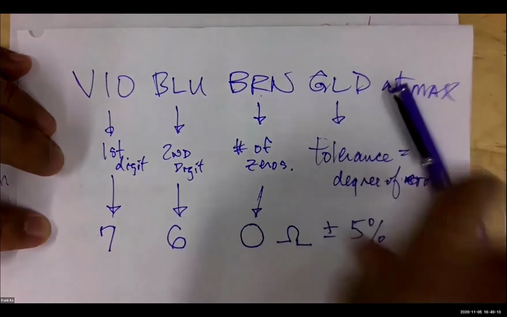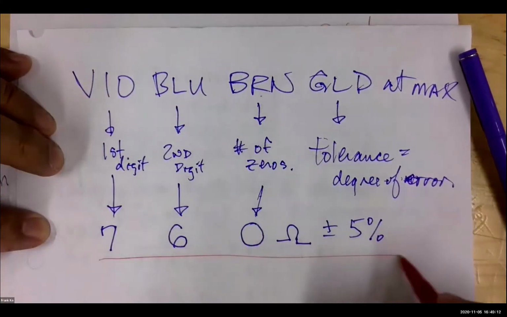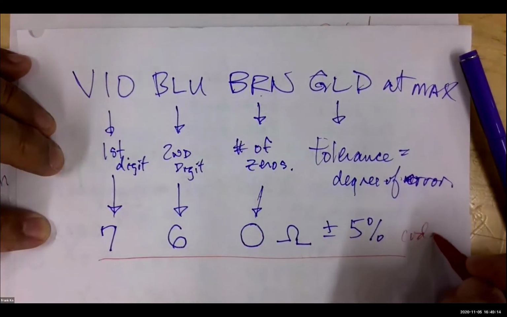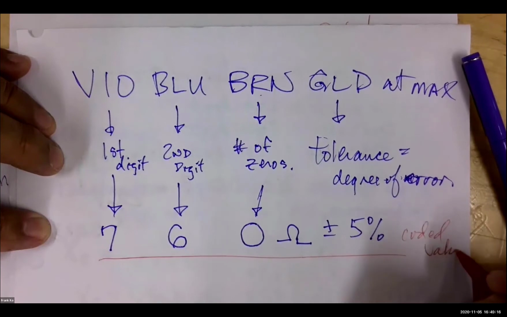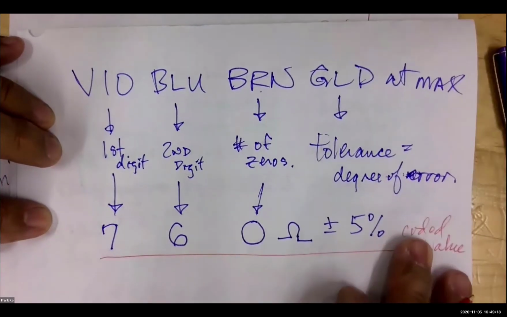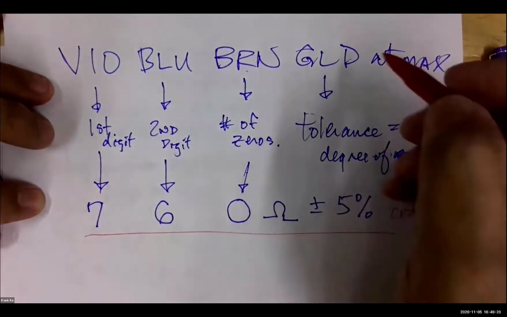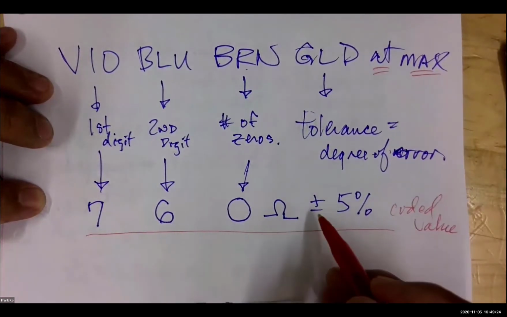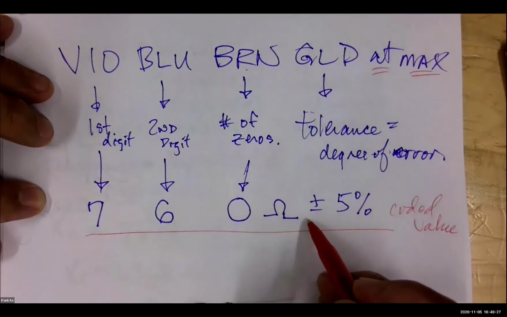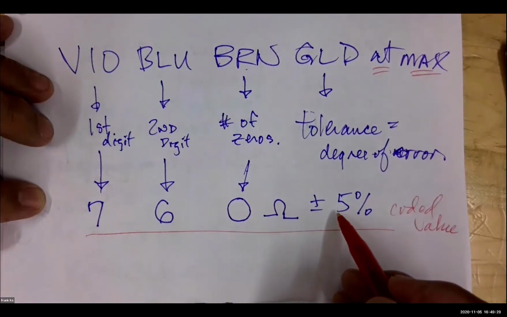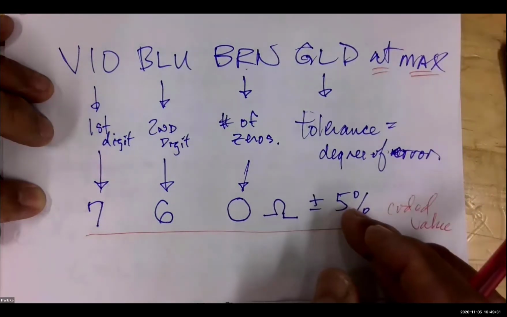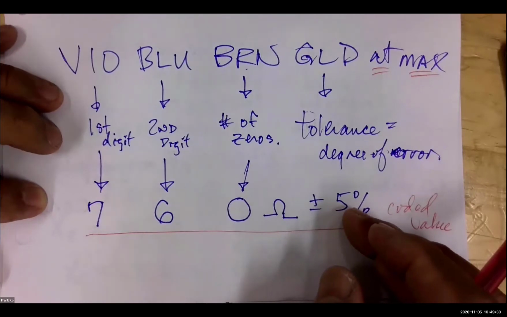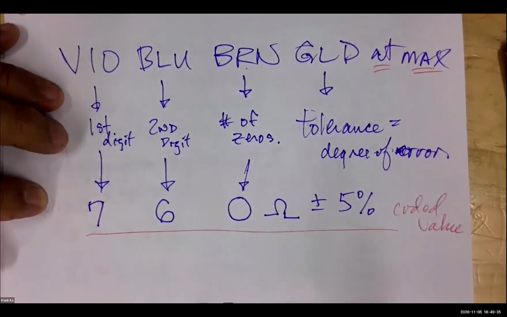So we have now completed something known as a coded value. We did this since week 1. Now, the question is, how do I reconcile this at maximum tolerance? Because this can go as low as minus 5% or as high as plus 5%. How do I calculate this at plus 5%? Question goes to Yusuf.